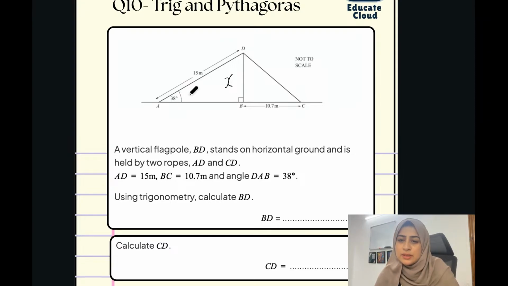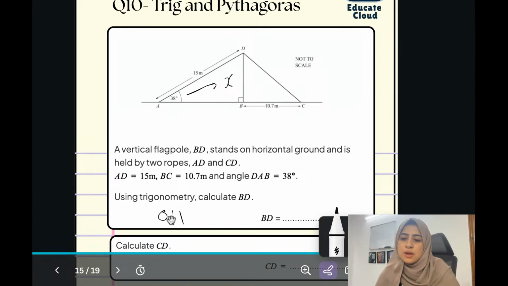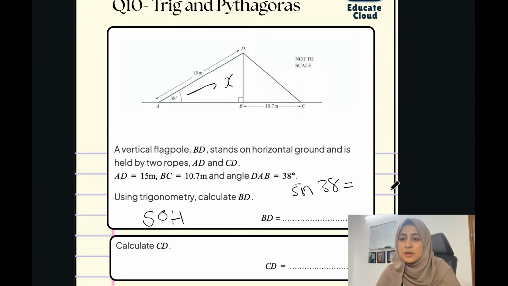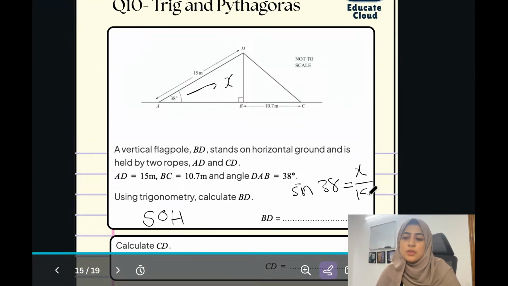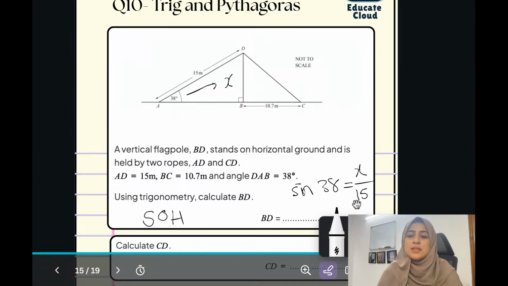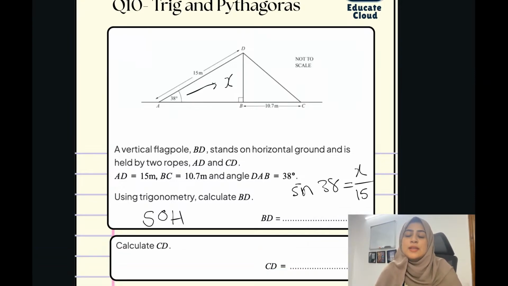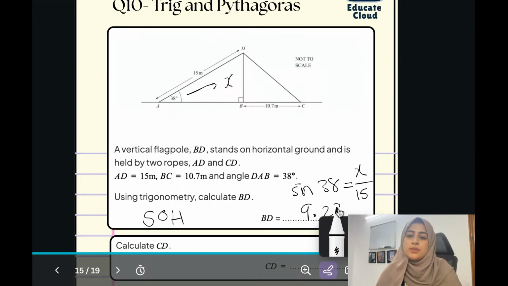Now, according to this, it is opposite and hypotenuse. So let's write opposite and hypotenuse. Now we know that sine of 38 is equal to the opposite, which we're finding out, over the hypotenuse, which is given. So to find x, we would need to do 15 times by sine of 38, which is equal to 9.23. Now we have to calculate CD.